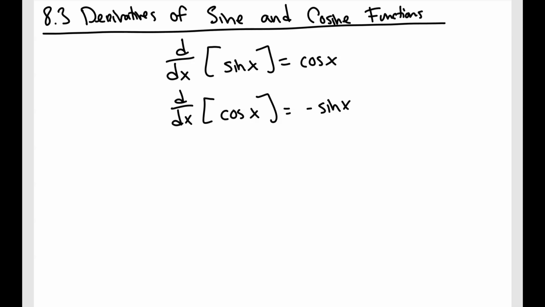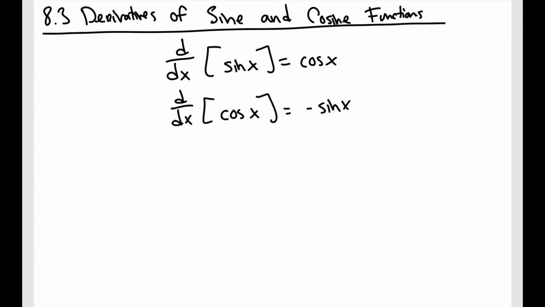This is going to be 8.3, derivatives of sine and cosine functions. So far we've been doing a lot of trigonometry and we haven't really been talking about calculus, but now we will. So here the derivative of sine of x is equal to cosine of x, and the derivative of cosine of x equals negative sine of x.